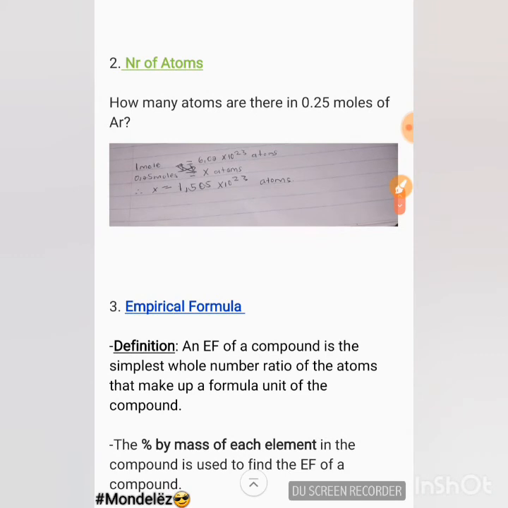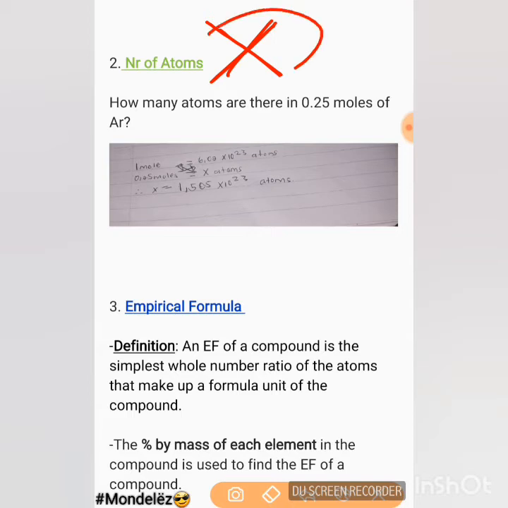And then you look into the number of atoms. Now with this one, that's where you can use that cross multiplication. Not now, you can use it, but yeah, for this one you're going to use that cross multiplication method. How many atoms are there in 0.25 moles of argon? So use the cross multiplication method.